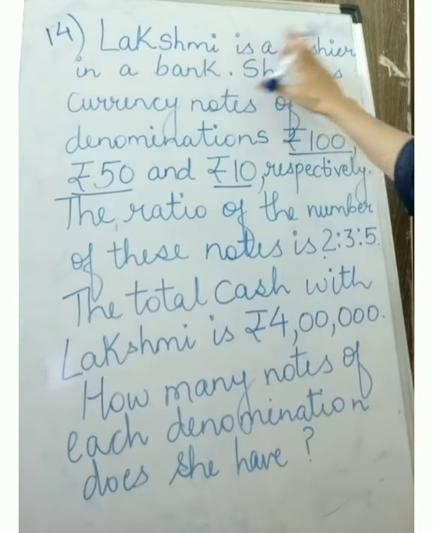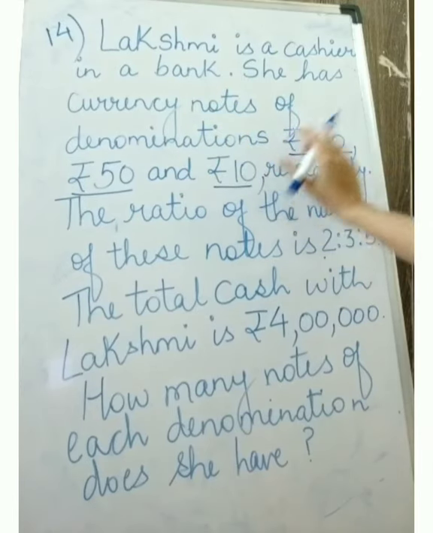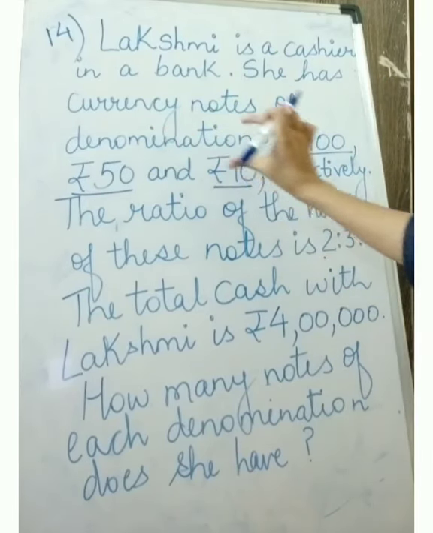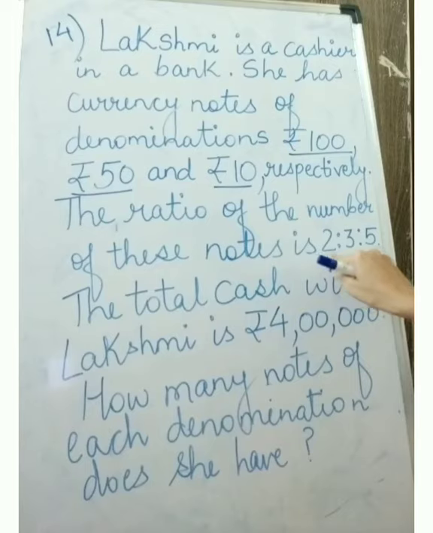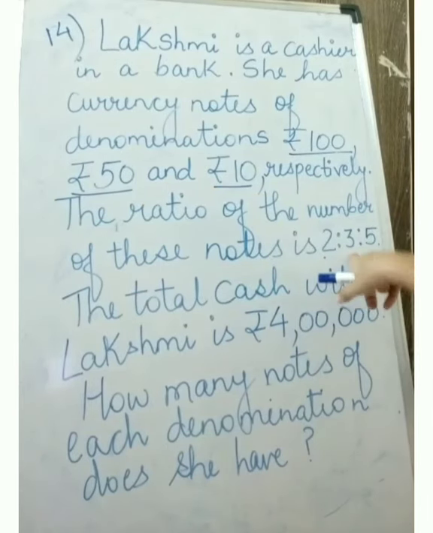So Lakshmi is a cashier in a bank. She has currency notes of denomination rupees 100, rupees 50 and 10 in the ratio of 2:3:5. So first one is rupees 100 in the ratio of 2, then rupees 50 in the ratio of 3, then rupees 10 in the ratio of 5.